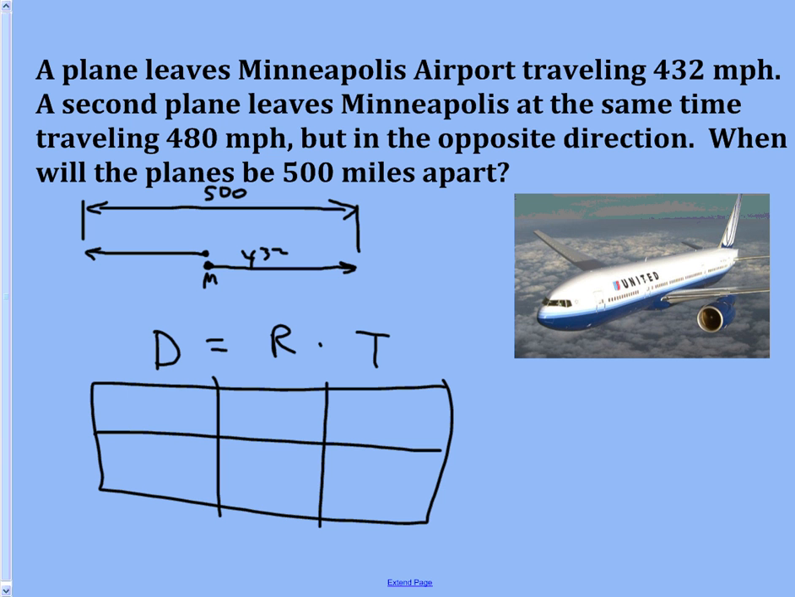And now I've got two planes. They're both from Minneapolis. I can't call them the Minneapolis planes. I'm just going to call them plane 1, P1, and P2. Plane 1, plane 2. Okay. Do I know how far plane 1 went? No, so I put D. That's a simple one. Do I know the rate plane 1 was going at? 432. Do I know how long the planes were flying before they got 500 miles apart? No. In fact, it even asks that. When will they be blah, blah, blah. So I don't know that, so I put T. So it's really simple. If you don't know it, you just put a letter.